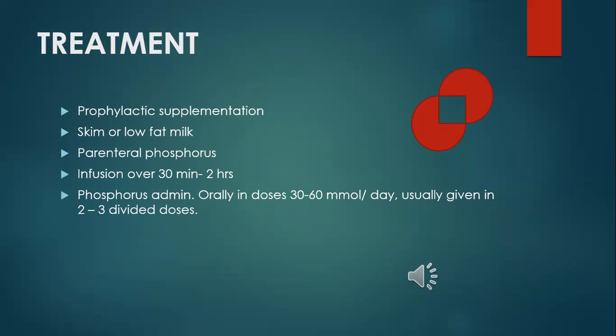What are the treatment options? The treatment options are divided into two types, basically depending on the state of the patient. If he's conscious, then we will give him oral supplementation, and if he or she is unconscious, we will use the parenteral route. So the infusion over 30 minutes to 2 hours can be given, or a source that can be orally administered. The ranges are given below.